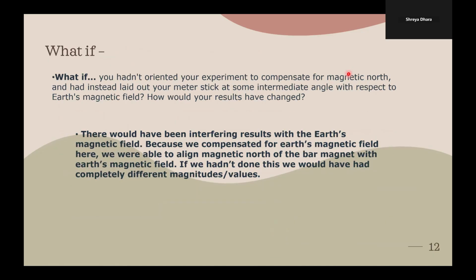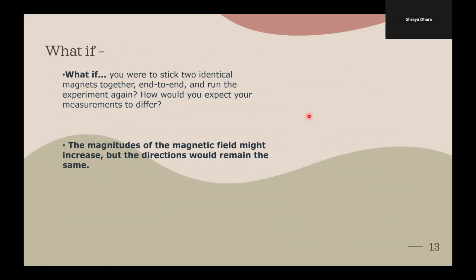And for the what-if question, if we hadn't oriented our experiment to compensate for magnetic north and just put it at some random angle, there would have been interfering results with the Earth's magnetic field. Because we compensated for Earth's magnetic field, we were able to align magnetic north of the bar magnet with Earth's magnetic field. And if we hadn't done this, we would have had completely different magnitudes and values. And the last what-if question asks, if you stuck two identical magnets together end to end, the magnitudes might change a little bit, but the directions would largely remain the same as modeled by the GlowScript.